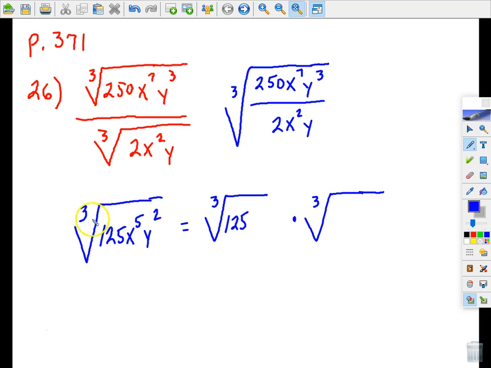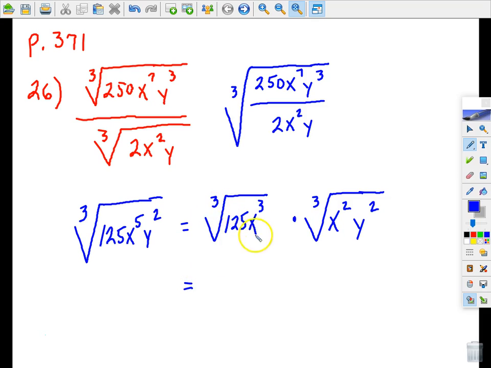X to the 5th doesn't have a perfect cube root, but I can break it up into x to the 3rd, which is a perfect cube, times x squared. Those two multiplied together would equal x to the 5th. Now y squared, nothing I can do to simplify that. 3 does not divide into 2 evenly. So I'm going to have to put all of y squared in my right group, which is all of the terms, numbers, variables that cannot be simplified with a cube root.